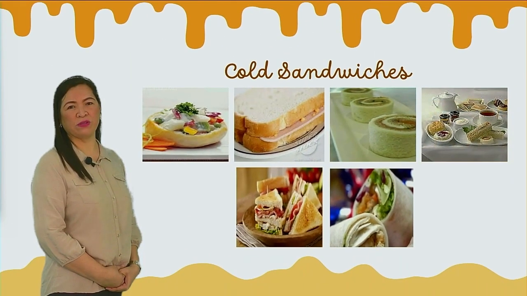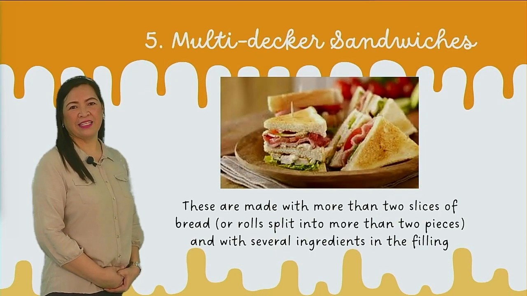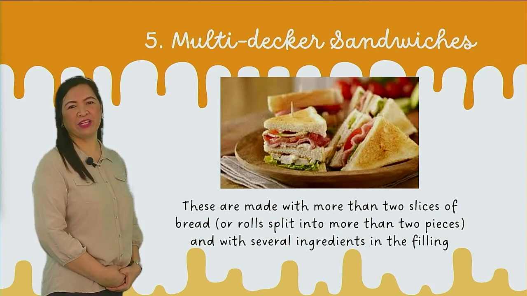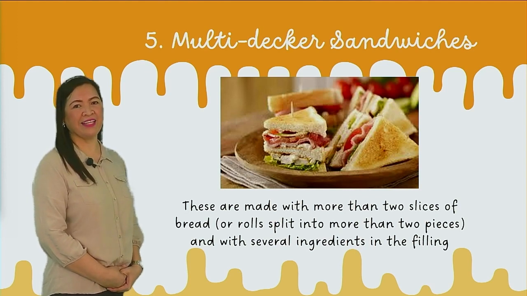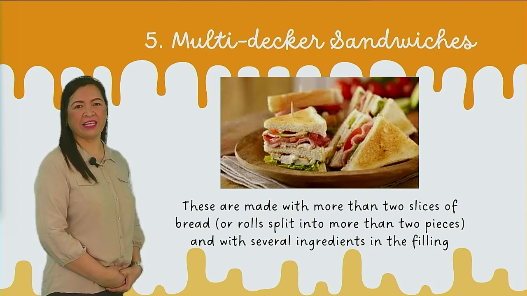We have also multi-decker sandwiches. These are made with more than two slices of bread and with several ingredients in the filling. The club sandwich is a popular multi-decker sandwich made of three slices of toast and filled with sliced chicken, mayonnaise, lettuce, tomato, and bacon, and cut into four triangles.